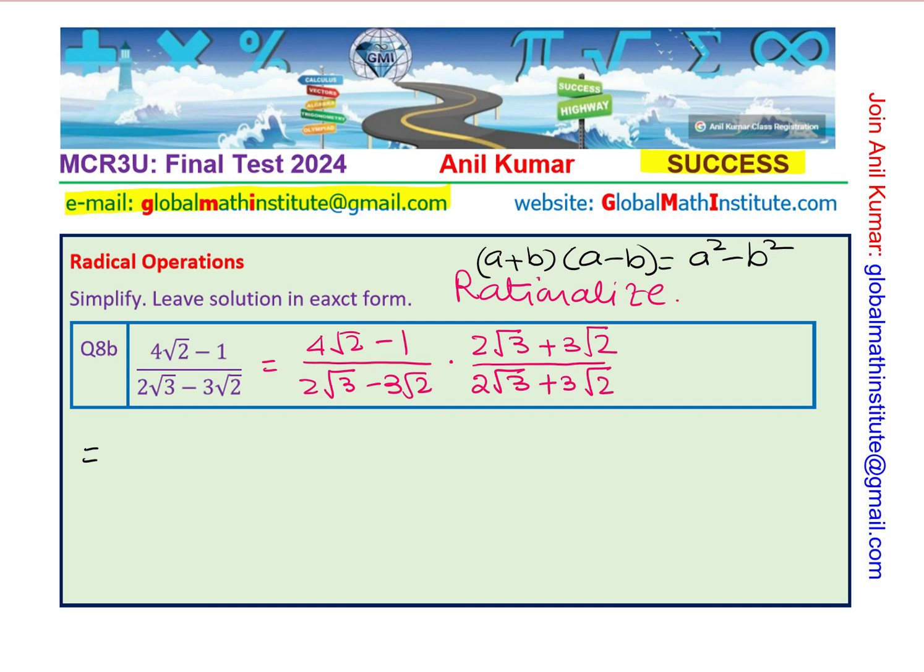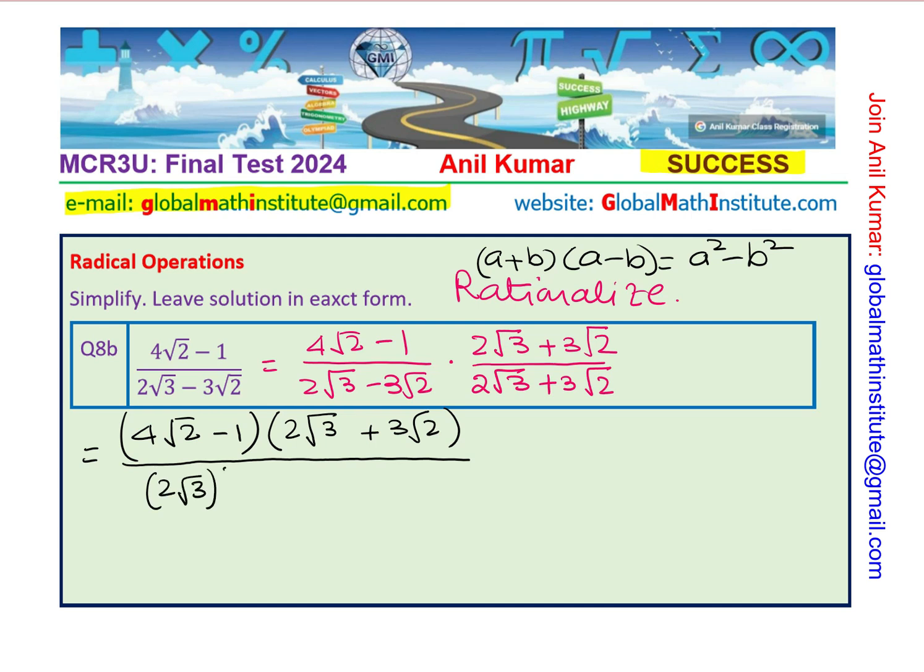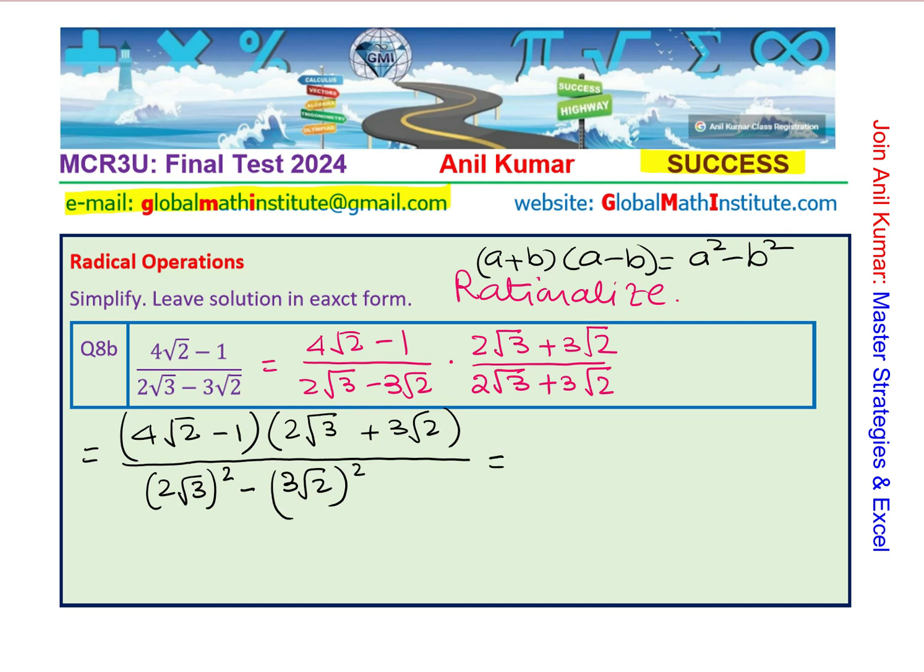So in the numerator we get 4 square root 2 minus 1 times 2 square root 3 plus 3 square root 2, correct? However, in the denominator we have a difference of squares: 2 square root 3 squared minus 3 square root 2 squared. Make sense? So you can expand the numerator using the distributive property. 4 square root 2 times 2 square root 3 gives you 8 square root 6, right? And then with the second term, 4 times 3 is 12, and then 2 will give us 24, correct?